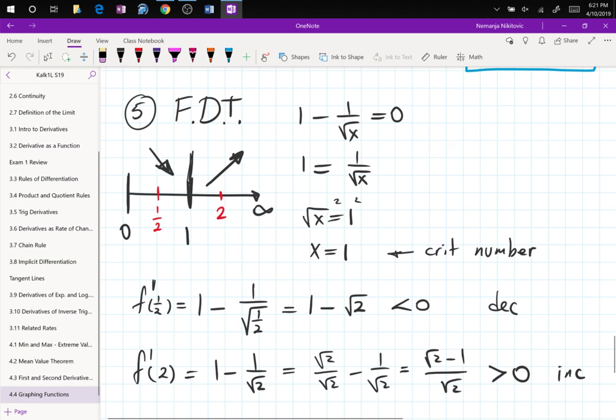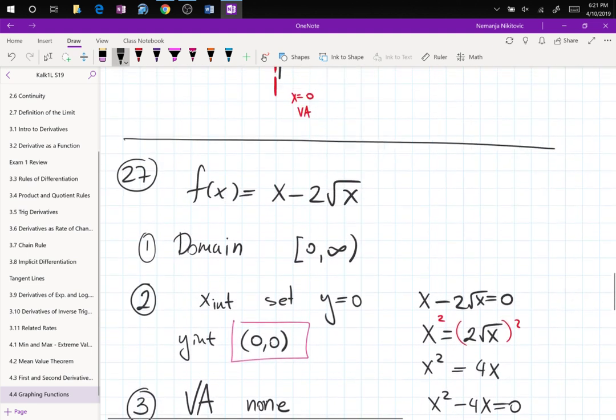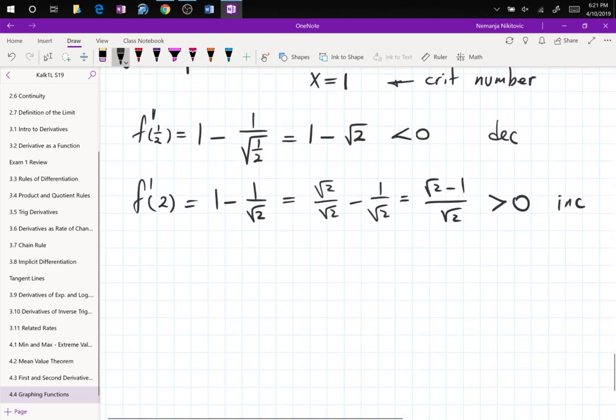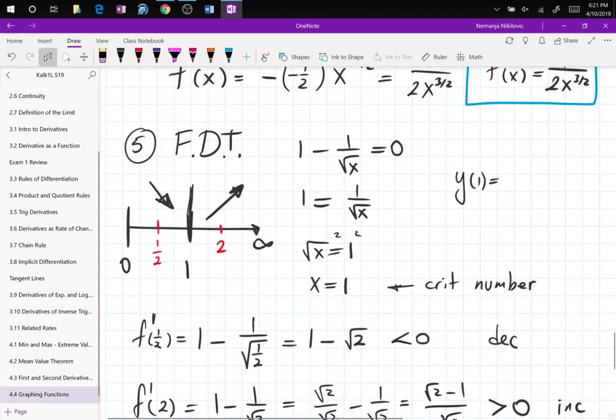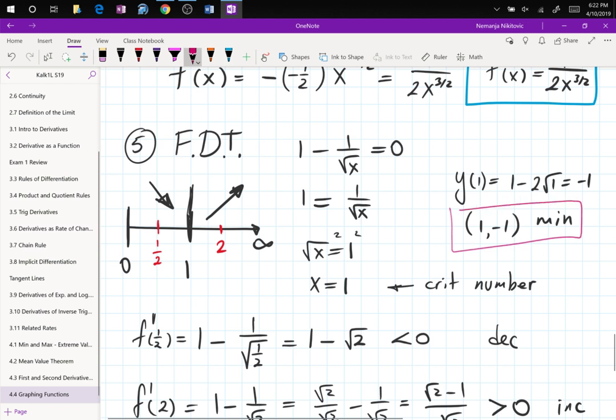I don't have the y value for it, and I need to plot that, right? So what do I do? y of 1, f of 1, whatever. The original function is x minus this, so I have 1 minus 2 root 1 is negative 1, so the point 1, negative 1 is a minimum, and that gets a box because I get to plot that also. Why not? Great!